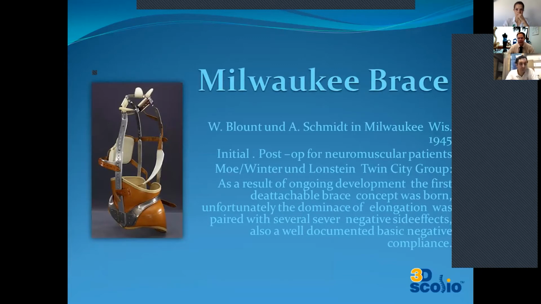Here we have in the Milwaukee brace a construction which was designed to stabilize post-operative situations after neuromuscular patients were operated. So what we have here is an elongation system, a system which was stretching or at least keeping the patient in a stretched position with fixation around the pelvic and above the head or the neck. The idea was, though, to stabilize again post-operative the operation results.